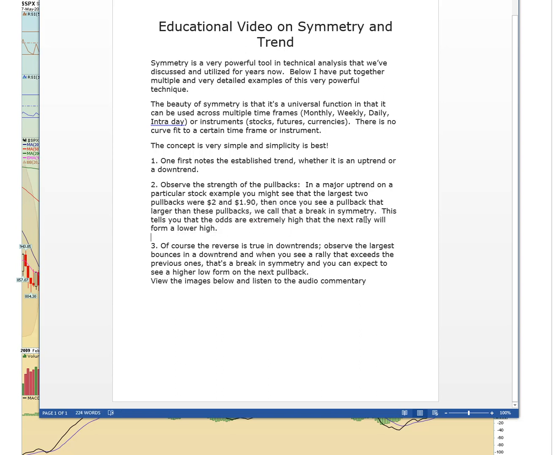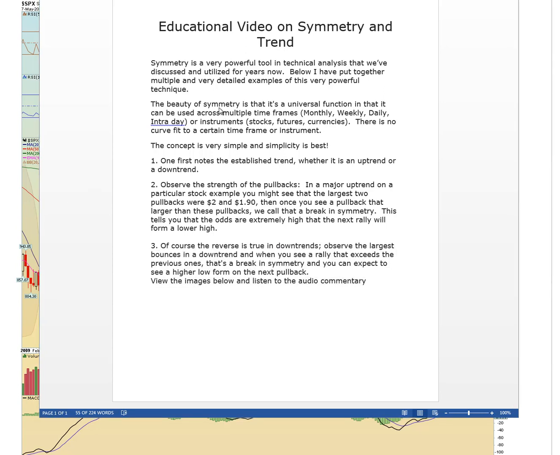Why is that useful information? Well, think about it. Let's say you're holding a bunch of positions in that entity or the market. And if you knew with high odds that the next rally was going to form a lower high, you could know to exit those longs or short. The reverse, of course, works in a downtrend, noting the strength of the rallies in the downtrend.